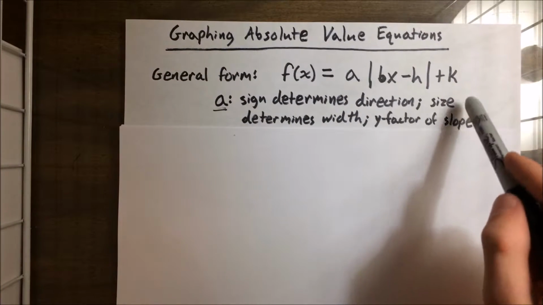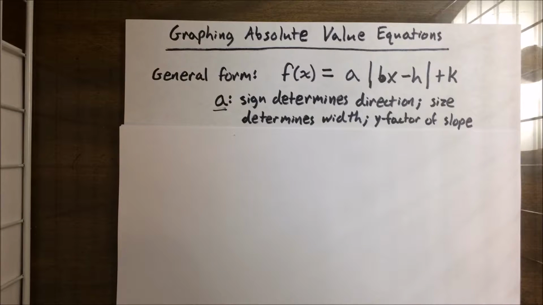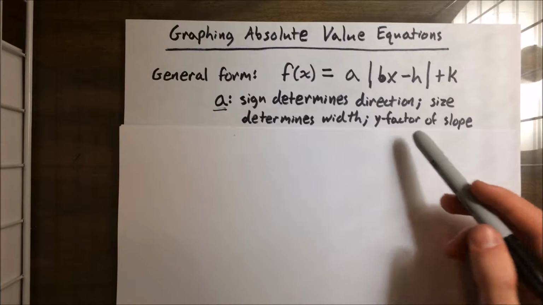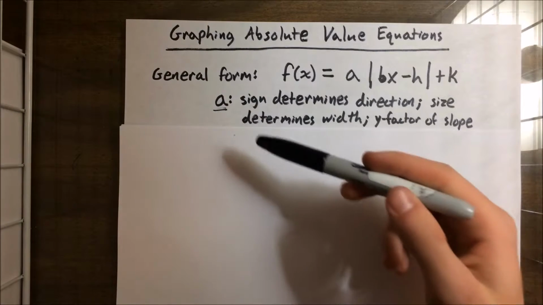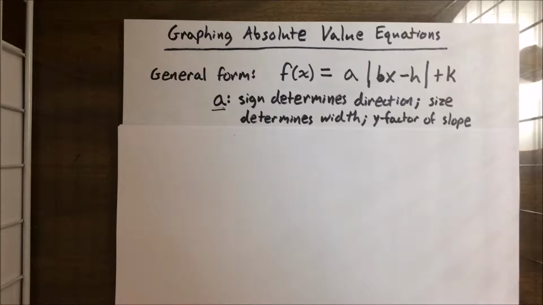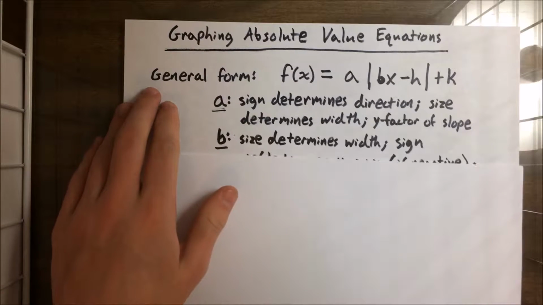The size, or how big the absolute value of a is, determines how wide it is. So the farther a gets from 0, the narrower the graph becomes. And a is also the y factor of slope. So slope is rise over run, so a would be the rise.